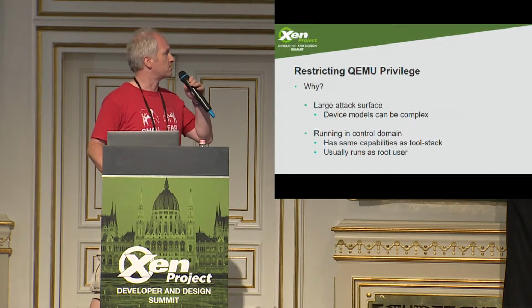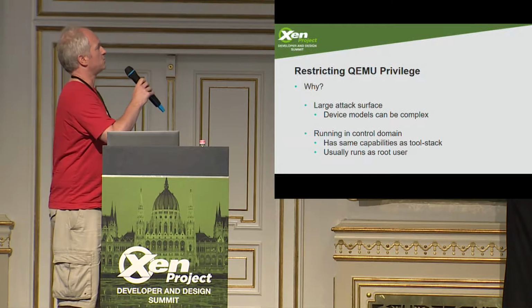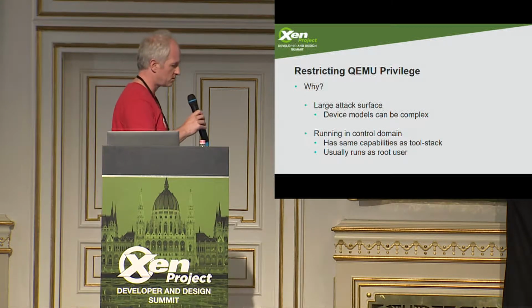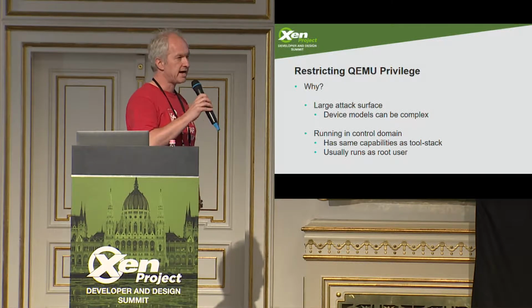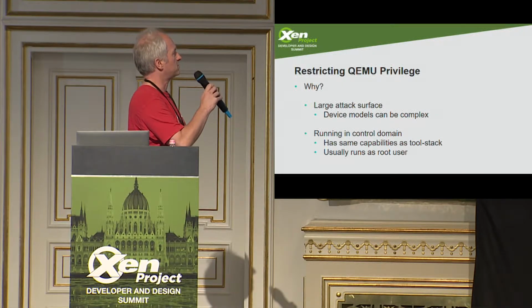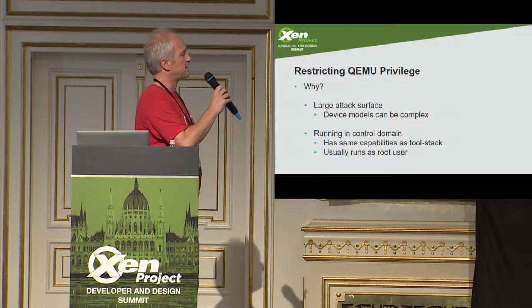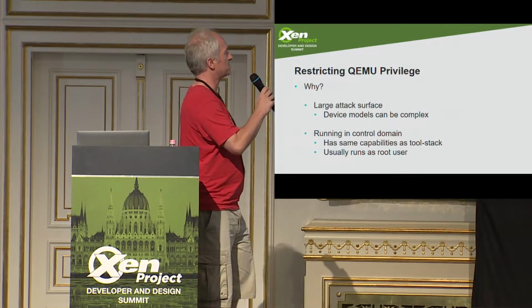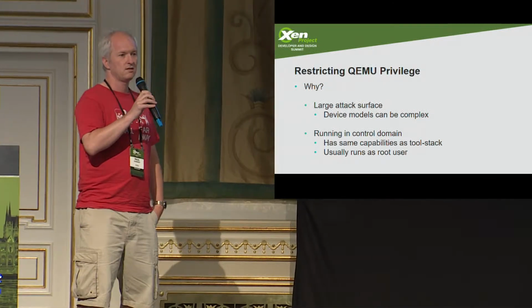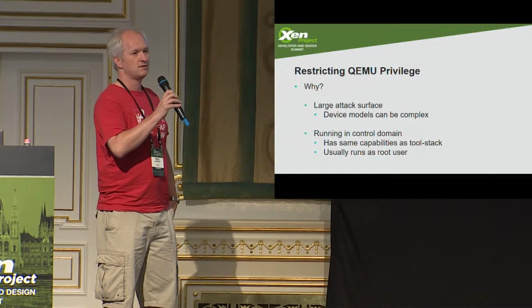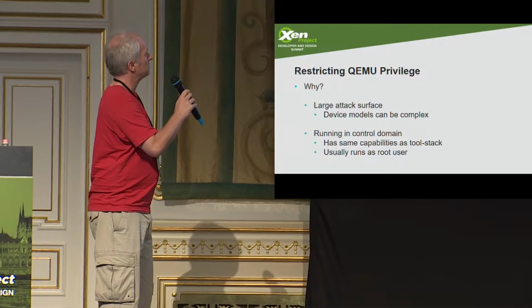So motivation first: restricting QEMU privilege. This is something we've done in XenServer for a long time in a slightly hacky way, but it's a good idea because QEMU itself, as a device emulator, presents a very large attack surface. Device models can be complex things, subject to attacks such as buffer overruns, etc.